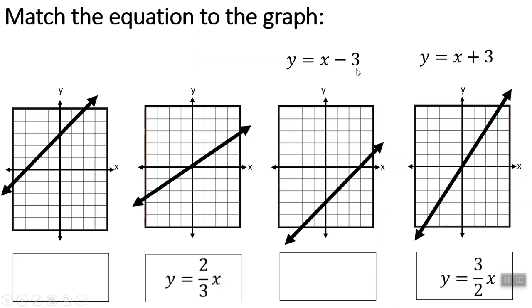y equals x minus 3. I'm tuning into that negative 3 constant. That means the y-intercept is negative 3. It's hitting the y-axis at negative 3. I'm matching it up. Then we have y equals x plus 3. I'm matching my constant of 3 with the y-intercept of 3. So there you go.